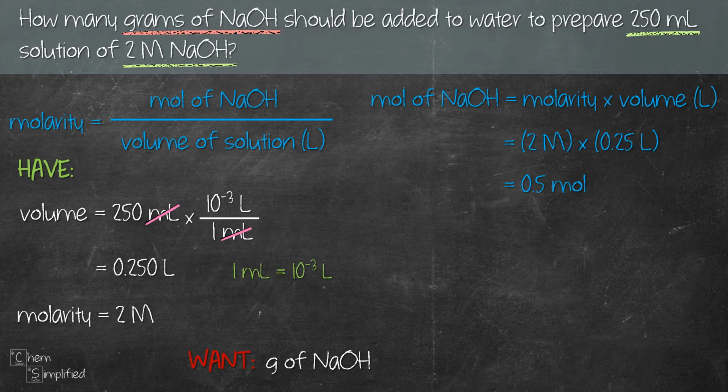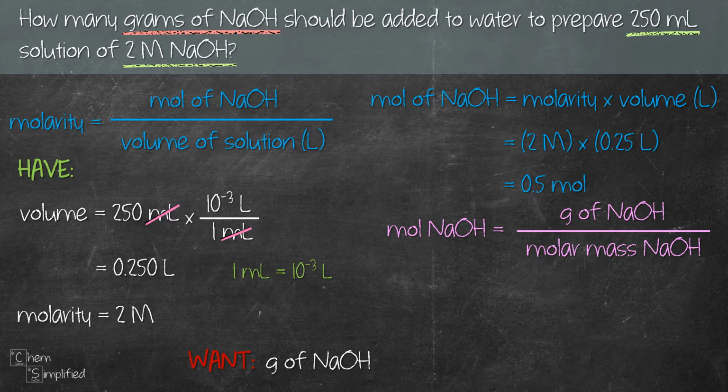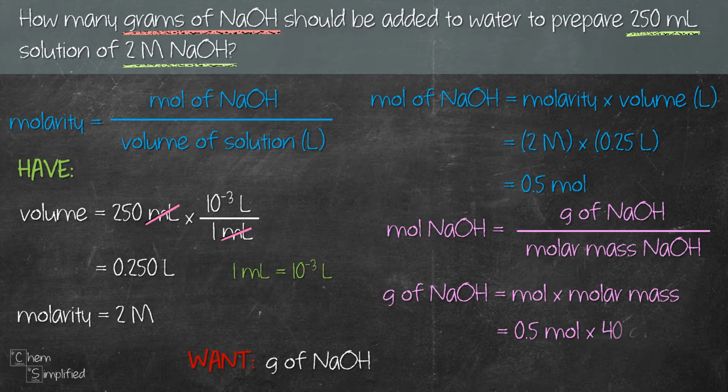We can relate mole to mass using molar mass. After rewriting the formula, grams of NaOH can be calculated by multiplying the mole that we found, 0.5 mole, with the molar mass of NaOH, which is 40 grams per mole. And that will give us 20 grams. Therefore, the grams of NaOH required to prepare 250 mL of 2 molar NaOH solution is 20 grams.